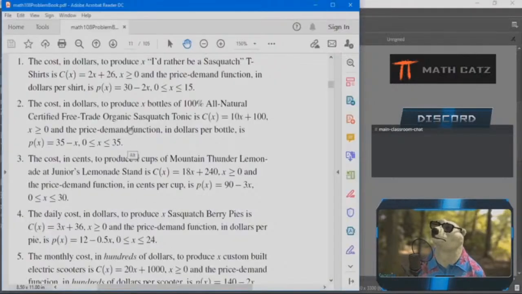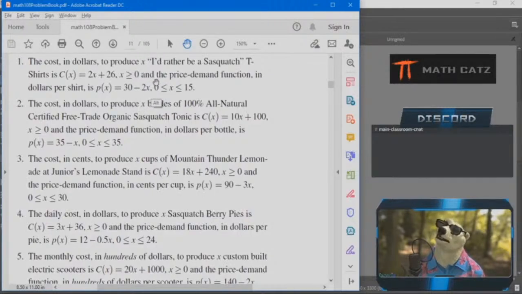Okay, let's just have a look at it. So I have a cost in dollars to produce X number of I'd rather be a Sasquatch t-shirts, X of them. That's given by a function, and it's just a linear function that shows as the number of t-shirts that I produce changes, the cost is going to change, and it's going to increase. The more I make, the more it costs me. Fair enough. This just says I'm not making negative t-shirts, right? I'm making 0 or more t-shirts.